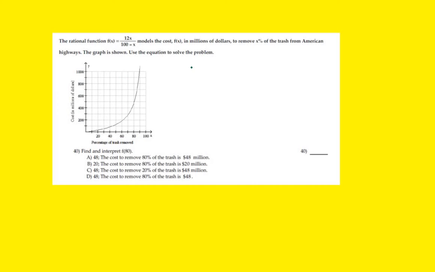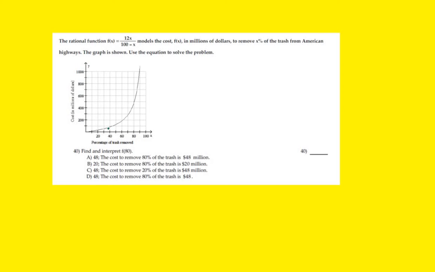Anyway, the first thing we're going to do is substitute. But let's read what it says here. It says, the rational function f of x, which is equal to 12x divided by 100 minus x, models the cost f of x in millions of dollars to remove x% of trash from American highways.